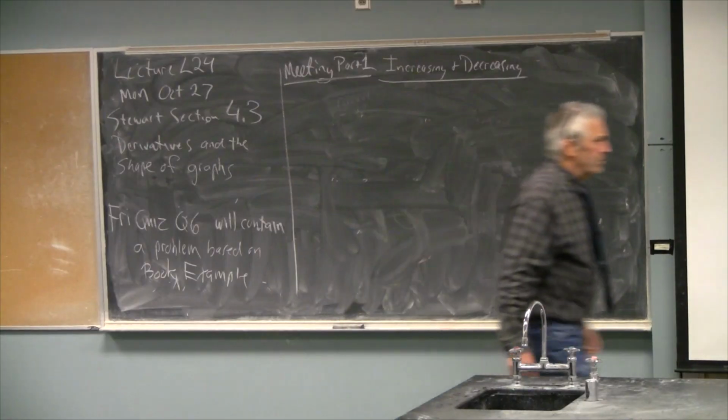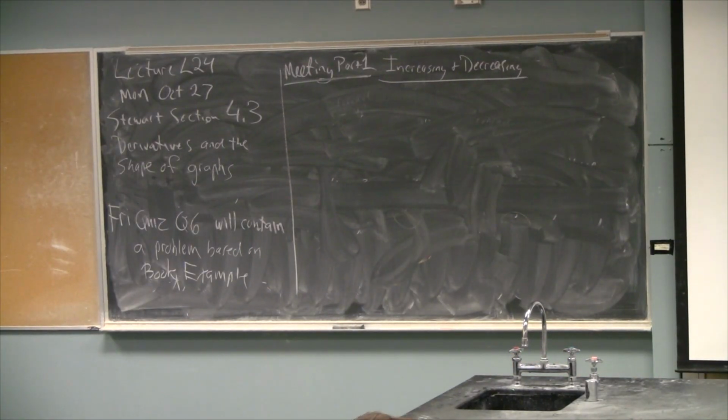I want to remind you about this Friday's quiz. This Friday's quiz will be over, there's a mistake here. This should say 4.2, 4.3, 4.4 are the three sections. At least one of the problems on the quiz will be taken right from a book example. I mean, I'll change numbers.